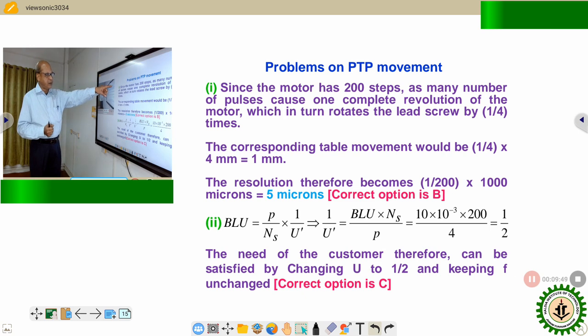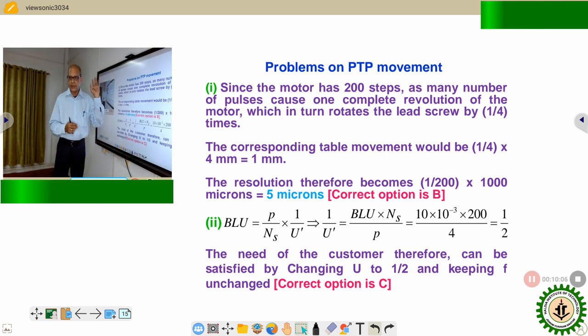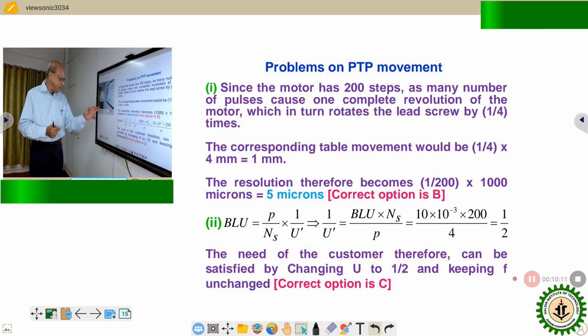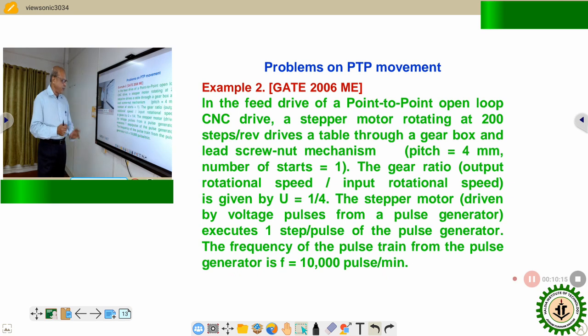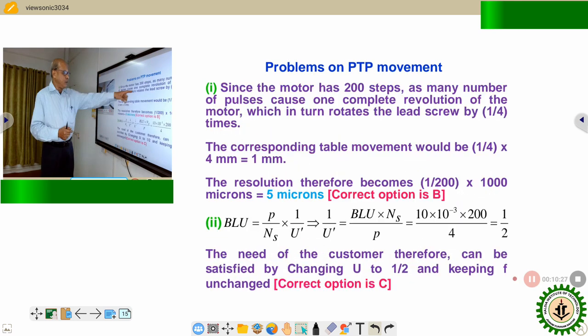Since the motor has 200 steps, as many pulses will cause one complete revolution of the motor, which in turn rotates the lead screw by 1/4 times, because gear ratio is given as 1/4. Don't confuse. In our earlier discussion, we had introduced the gear ratio as Rg, which is usually greater than 1. But in this particular problem, just to create a little bit of confusion, it is put in a different fashion, U equal to 1/4. So in that case, you have to directly multiply. Okay, so that is the only difference. So we have multiplied 1/4 into one complete revolution. So when 200 steps will cause the motor to rotate by one complete revolution, and since the gear ratio is 1/4, during the same time the lead screw will rotate only 1/4 of the complete revolution.